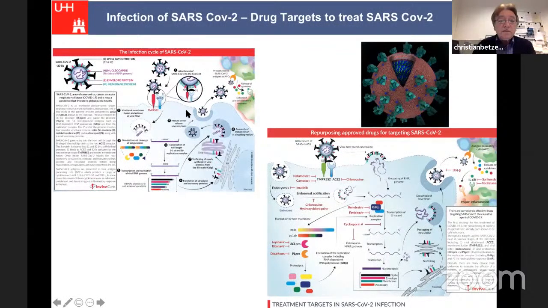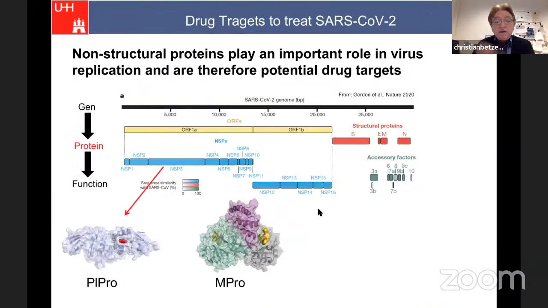In the infection cycle, you can target the uptake of the virus into the cell or the replication. And here are a number of names. This is an old picture from 2020, with chloroquine, hydroxychloroquine, a lot of things going on at the beginning to identify drugs which can inhibit the main protease, shown here, which is essential, and the PLpro. Both enzymes are essential and vital for viral reproduction.